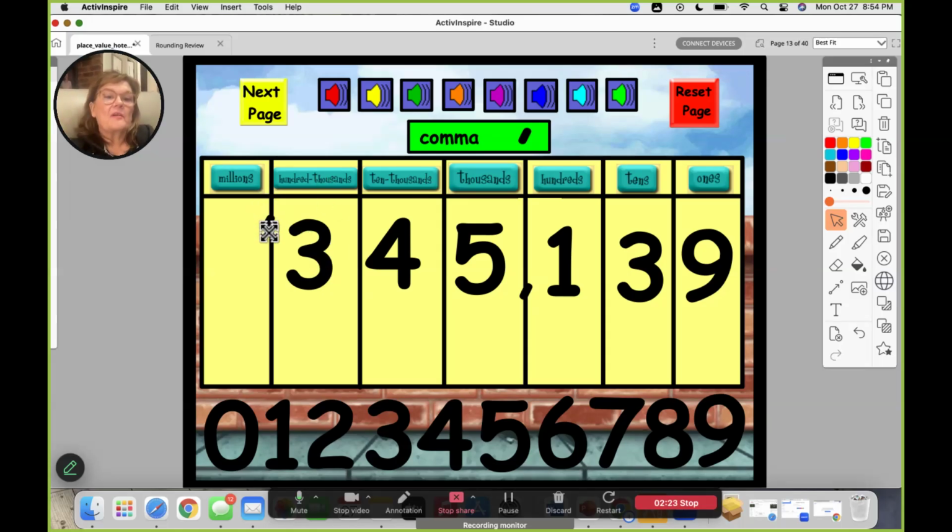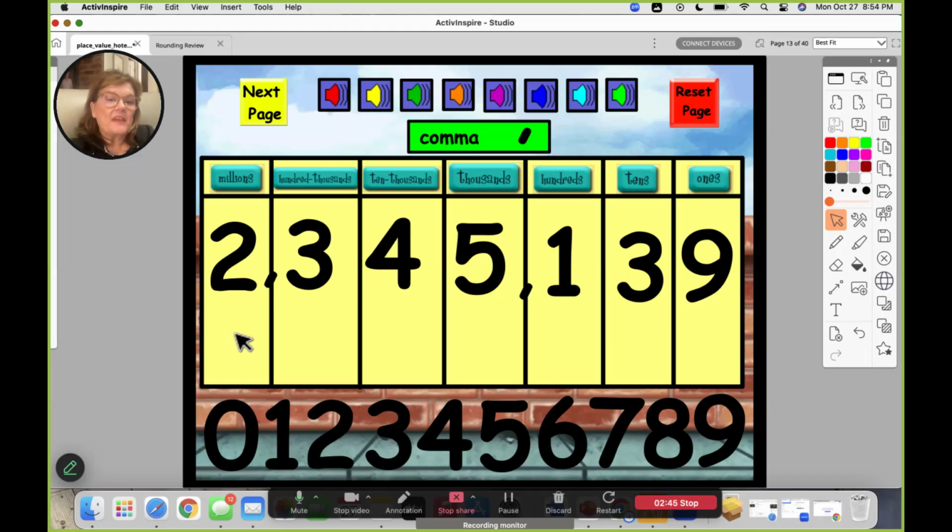Again, I'm going to move the comma down, and we'll put a number here in the millions place. So let's see if we can read that. 2,345,139. And we could go to 10 millions, then 100 millions, then a comma, then we would be in billions, and we could go on and on. But we're going to stop right at millions for today.